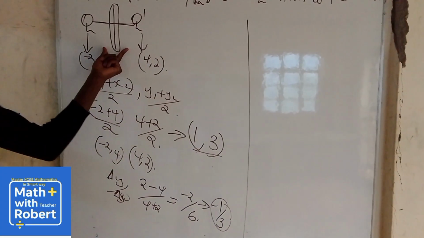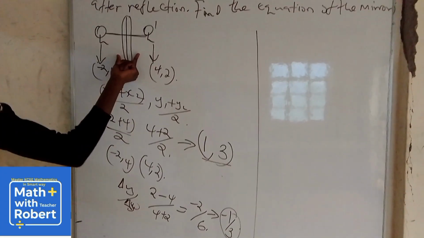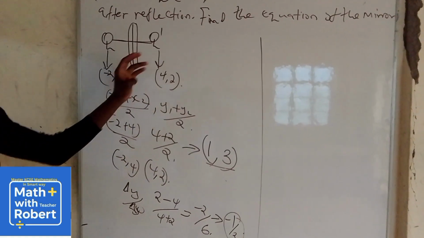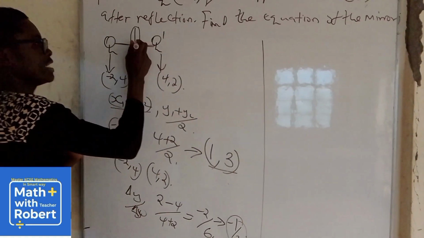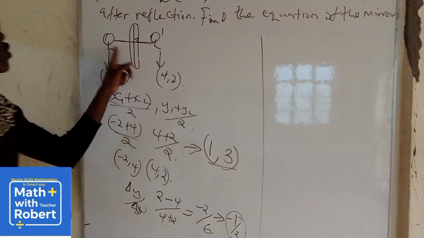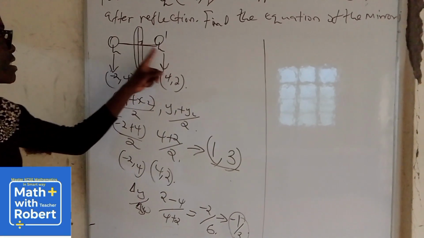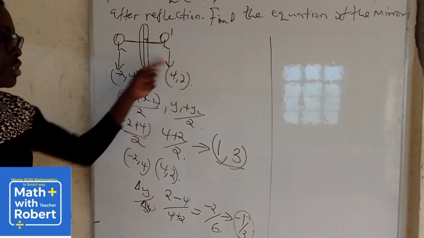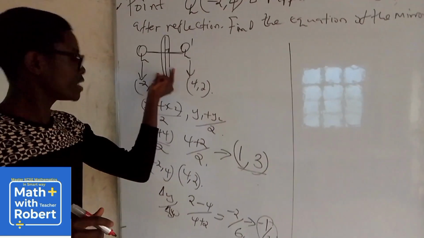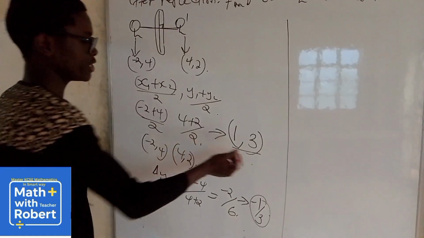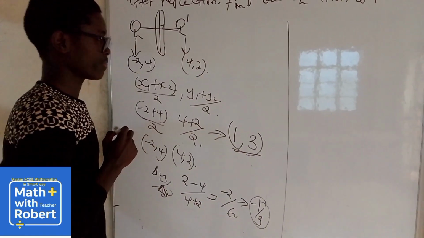But our mirror line is the midpoint and is perpendicular. So it is a perpendicular bisector. Perpendicular means it meets the line QQ prime at 90 degrees. Then bisector means it cuts into two equal parts. So that means the mirror passes through the midpoint of QQ prime. And the midpoint is (1, 3).